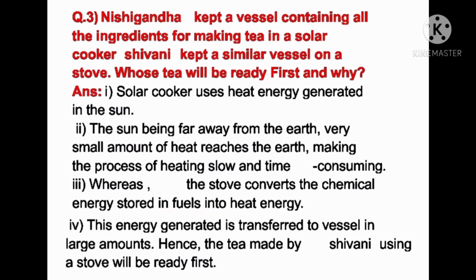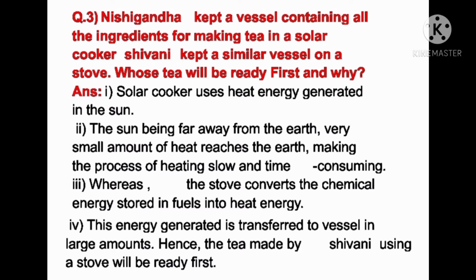Moving to the next question, question number 3. Nishiganda kept a vessel containing all the ingredients for making tea in a solar cooker. Shivani kept a similar vessel on a stove. Whose tea will be ready first and why? So students, first we will understand the question. What it is saying. Nishiganda is keeping a vessel containing all the ingredients for making tea in a solar cooker.